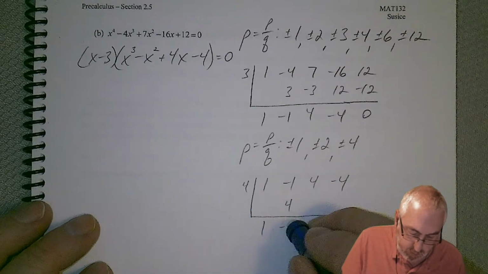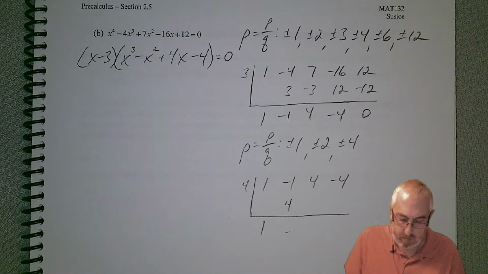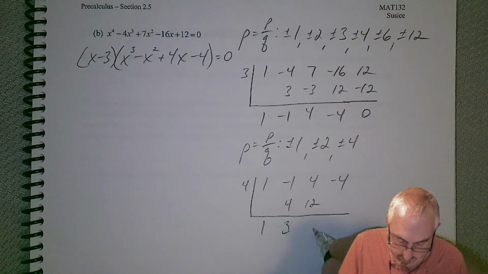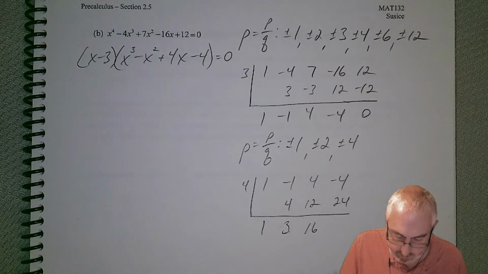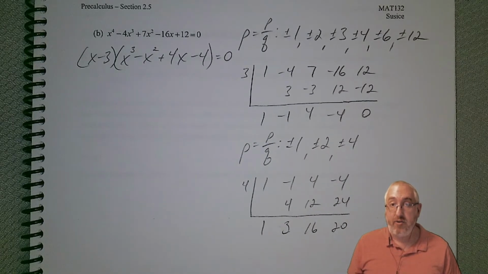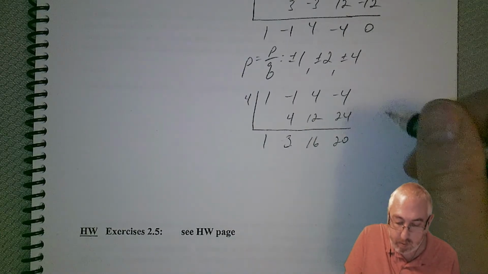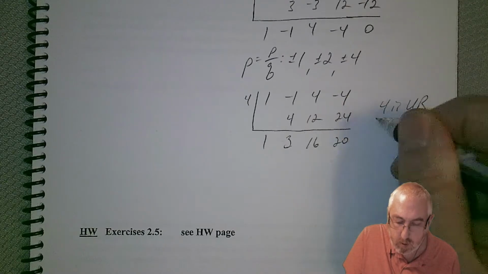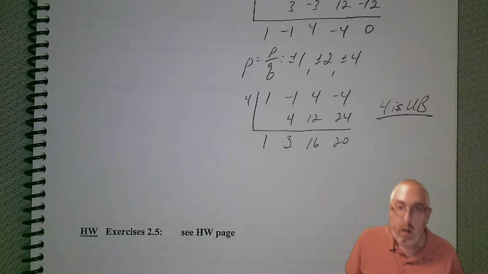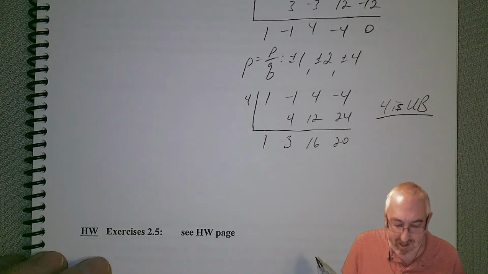Oops, there goes my lead. 3, 12, 16, 24, and 20. Well, we didn't find a 0, but we did conclude that 4 is an upper bound. But there wasn't anything above 4 to check, so unfortunately that's not going to help us much.